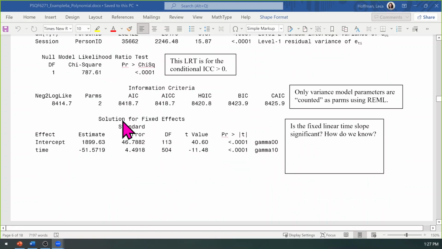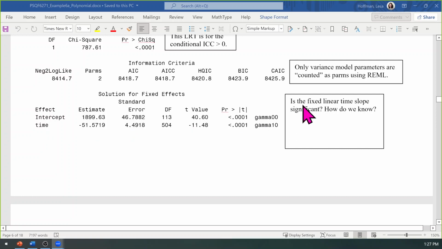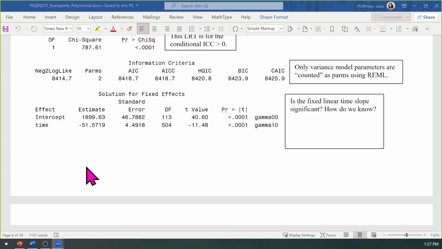We have our fixed effects right here, and I'm not going to forget the box this time. So we have our new fixed effect. The intercept used to be 1770, and now the intercept is about 1900. Why did the fixed intercept change so much relative to the empty model? So previously the intercept was 1770, now it's 1900. Why did it change so much? Any guesses?